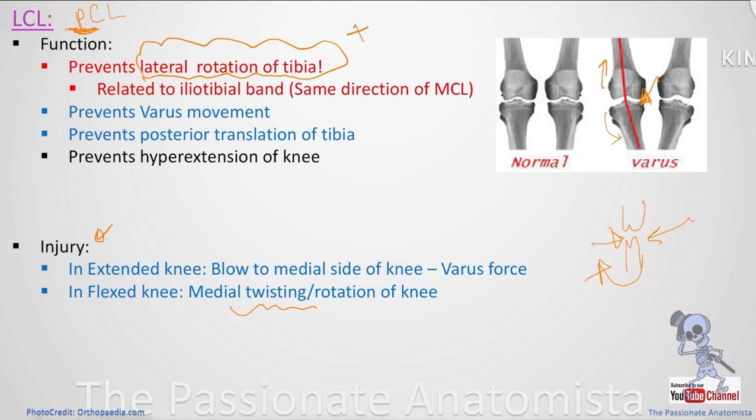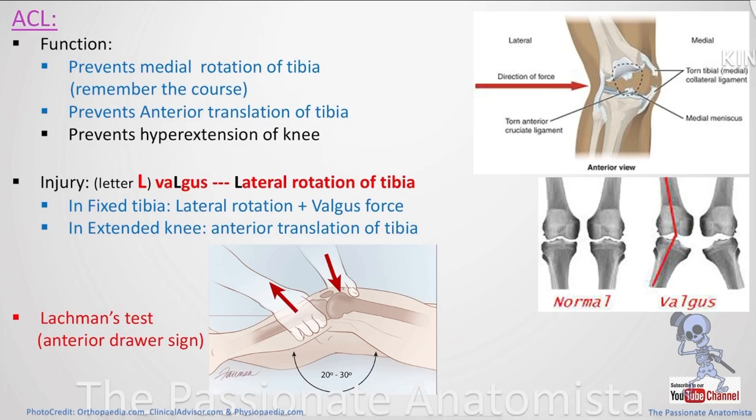So please just add this to your notes. This is going to be just like the MCL. It prevents lateral rotation, and it also prevents varus movement. It prevents posterior dislocation, and everyone prevents hyperextension. Remember that the injury is opposite to the MCL, but the rotation of the tibia that the LCL is preventing is actually like the MCL. Okay? I hope it's clear now.